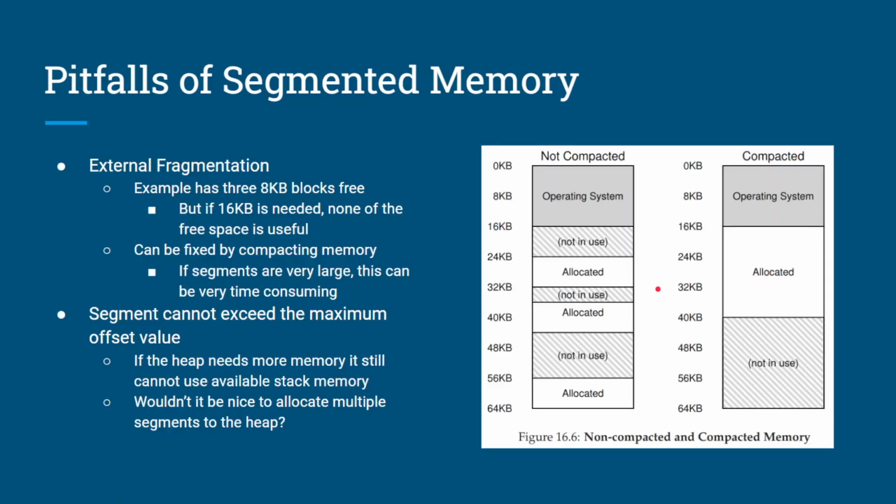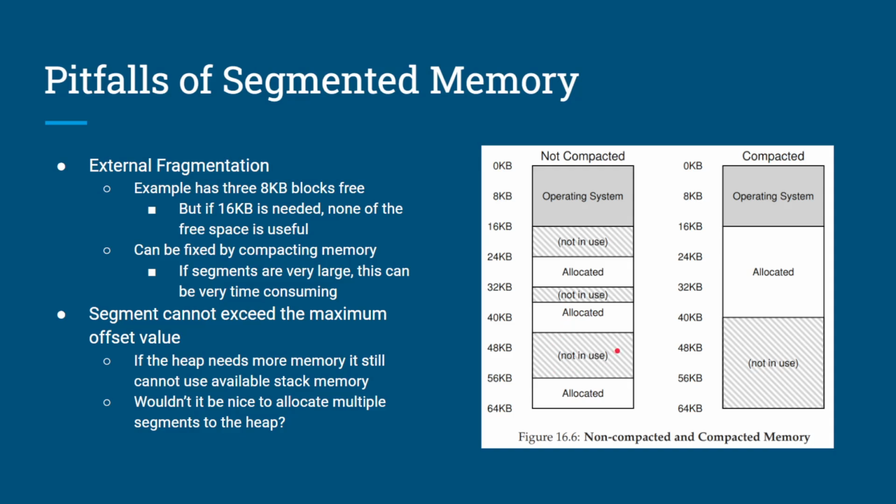Some of the problems we have with segmented memory. Consider for a moment a memory address space like this, where we have 3 allocated segments. Those 3 allocated segments each take 8 kilobytes. The gap between each of these is also 8 kilobytes. Clearly, these visuals here are not to scale. But each of these not in use are also 8 kilobytes in size.